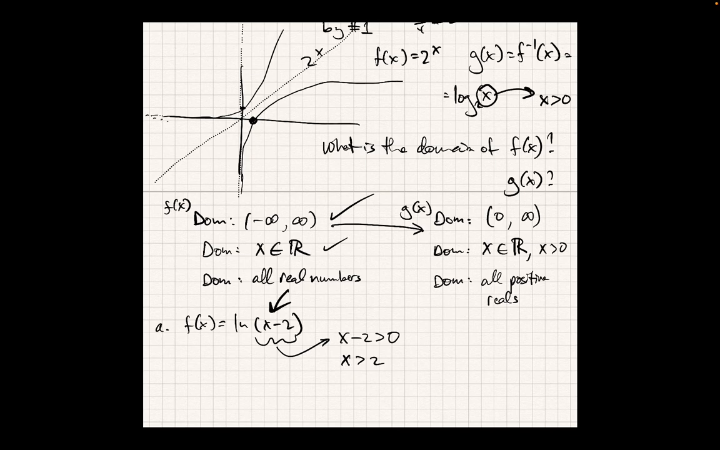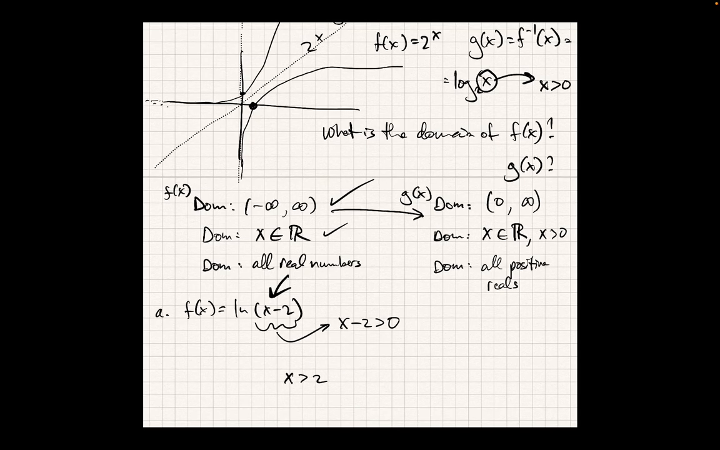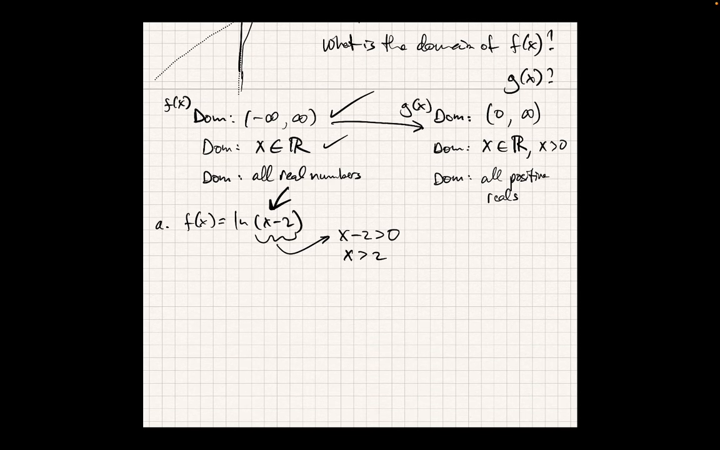So I take what I wrote there and say the domain is all real numbers such that x is greater than 2. It's kind of easy and straightforward in my opinion. If I have g of x equals ln of 2 minus x, same strategy. What do I do?